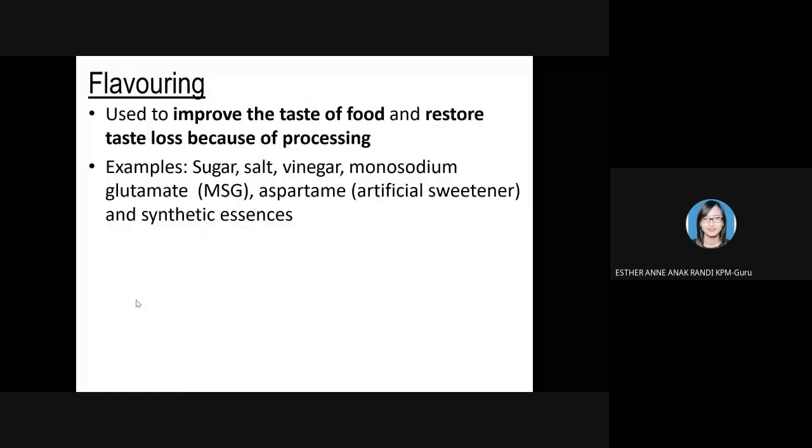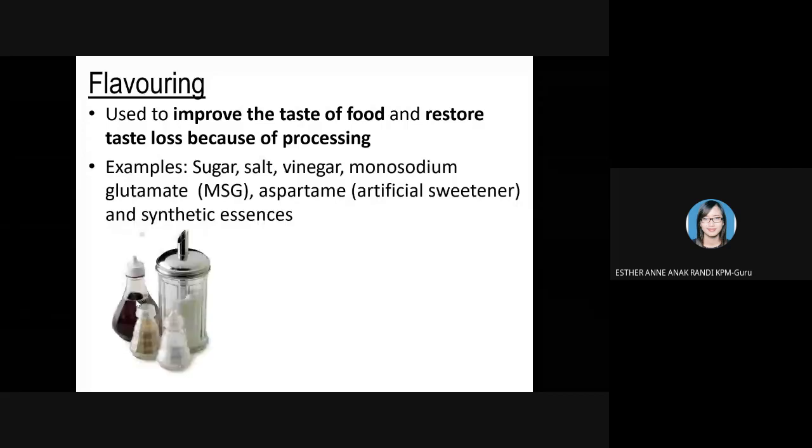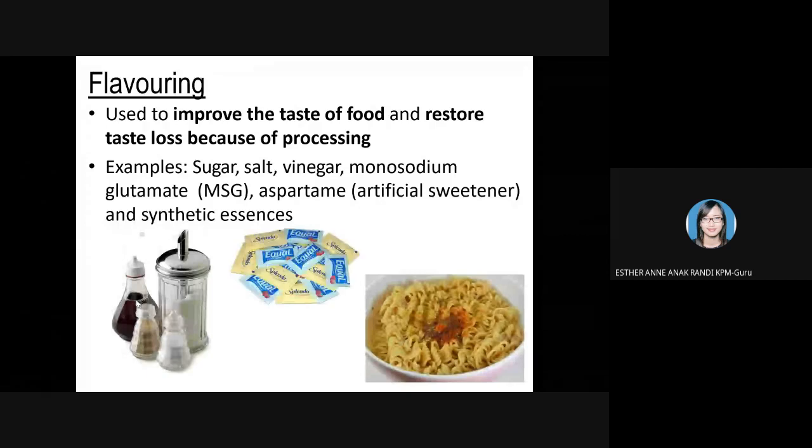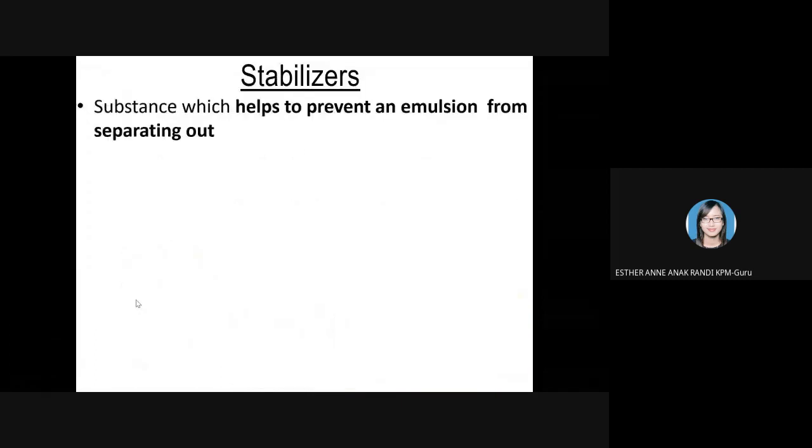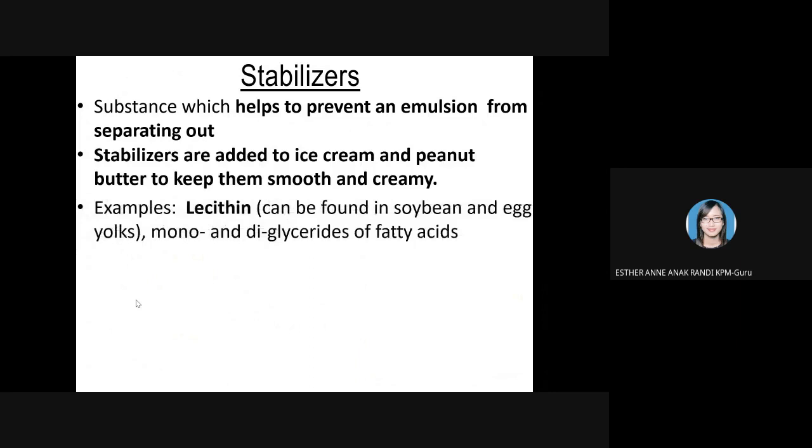Other example of flavoring commonly used is sugar, salt, MSG, Maggi. Those are example of flavorings lah. Next is stabilizers. So stabilizers help to prevent emulsion from separating out. For example, peanut butter.